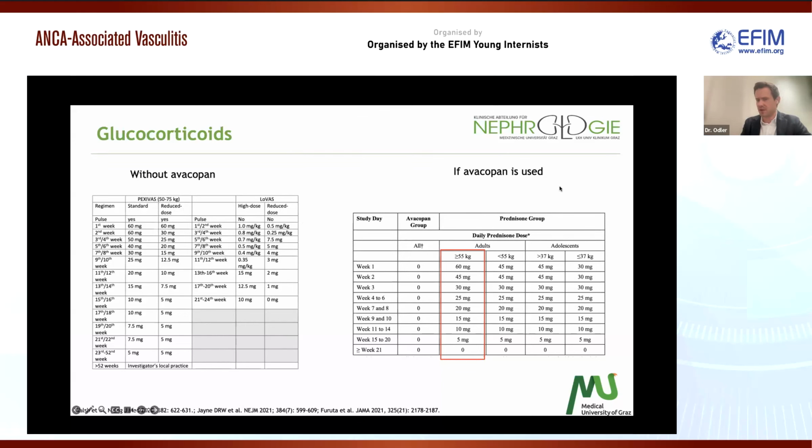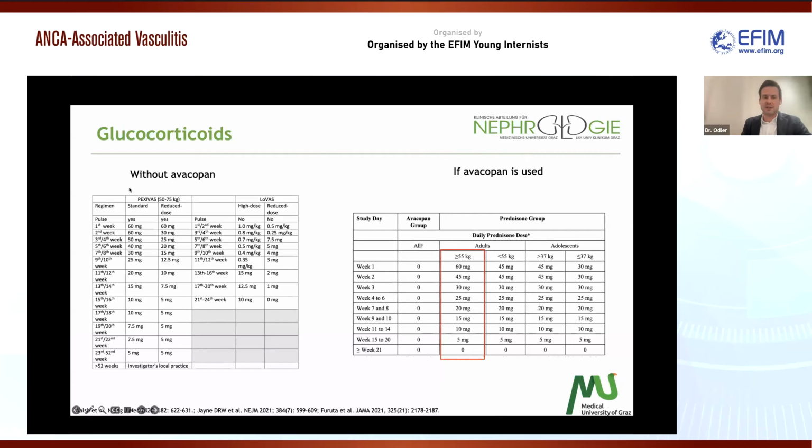Even if you consider the results of the ADVOCATE trial, where the glucocorticoids were stopped after 20 weeks of treatment, the outcome was better in these patients who received avacopan. So if you consider avacopan in the treatment of your patients, then you can stop the glucocorticoids very early. But otherwise, if you don't have this option, or if you don't want to consider avacopan, then you still should use reduced glucocorticoid dosing as well.